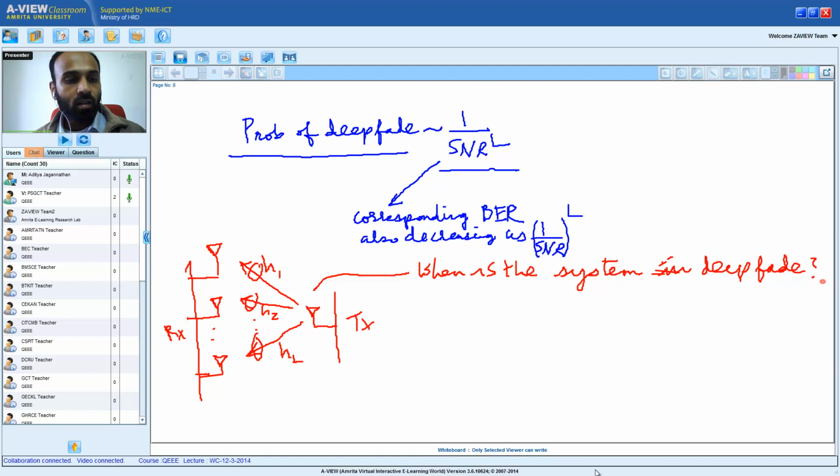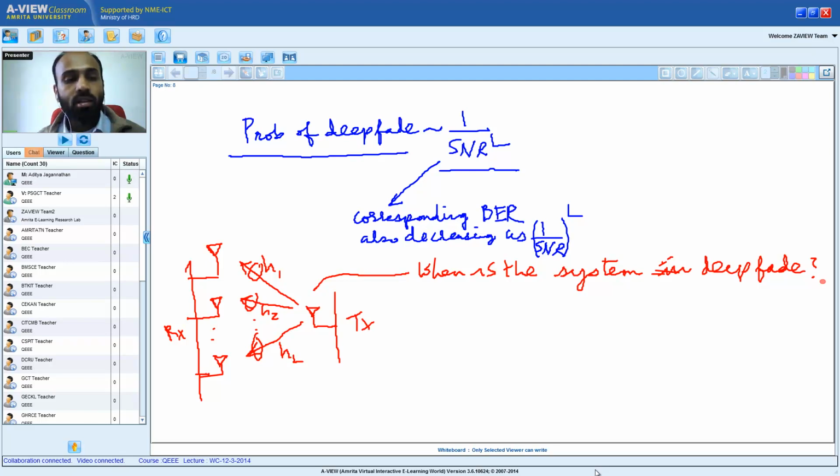If I have a single link, obviously the system is in a deep fade if that one link is in a deep fade, right? There is only one link. That is because there is one transmit antenna and one receive antenna, so the wireless system is in a deep fade if that link is in a deep fade. If I have L antennas, when is the system in a deep fade?